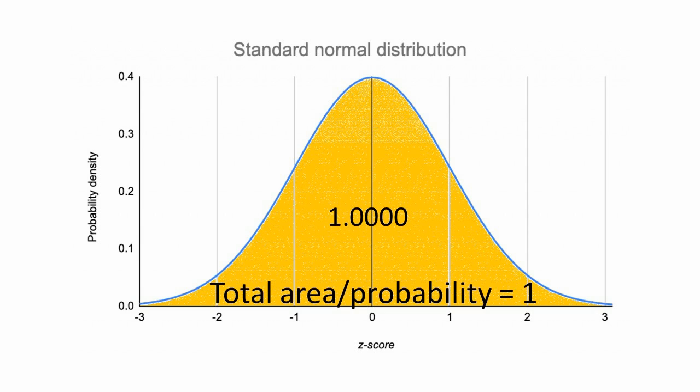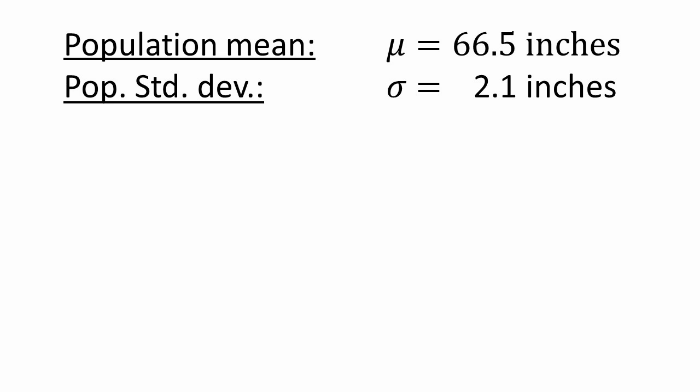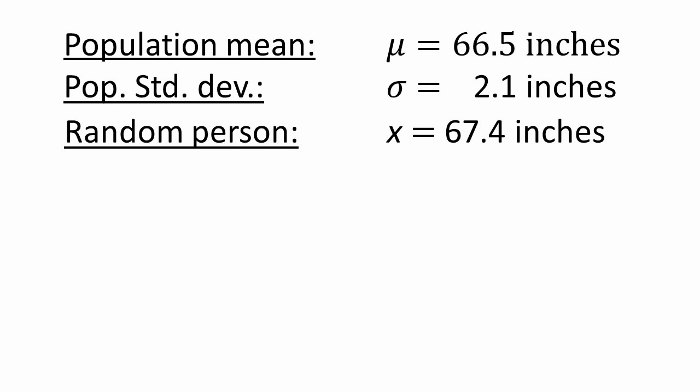In a problem involving a normal distribution, you may be given the population's mean, abbreviated mu, and standard deviation, abbreviated sigma. A z-score can be calculated to show how many standard deviations an object is from the mean. For example, let's say the mean height for women in a certain country is 66.5 inches, with a standard deviation of 2.1 inches. How does a woman with a height of 67.4 inches compare with the mean?